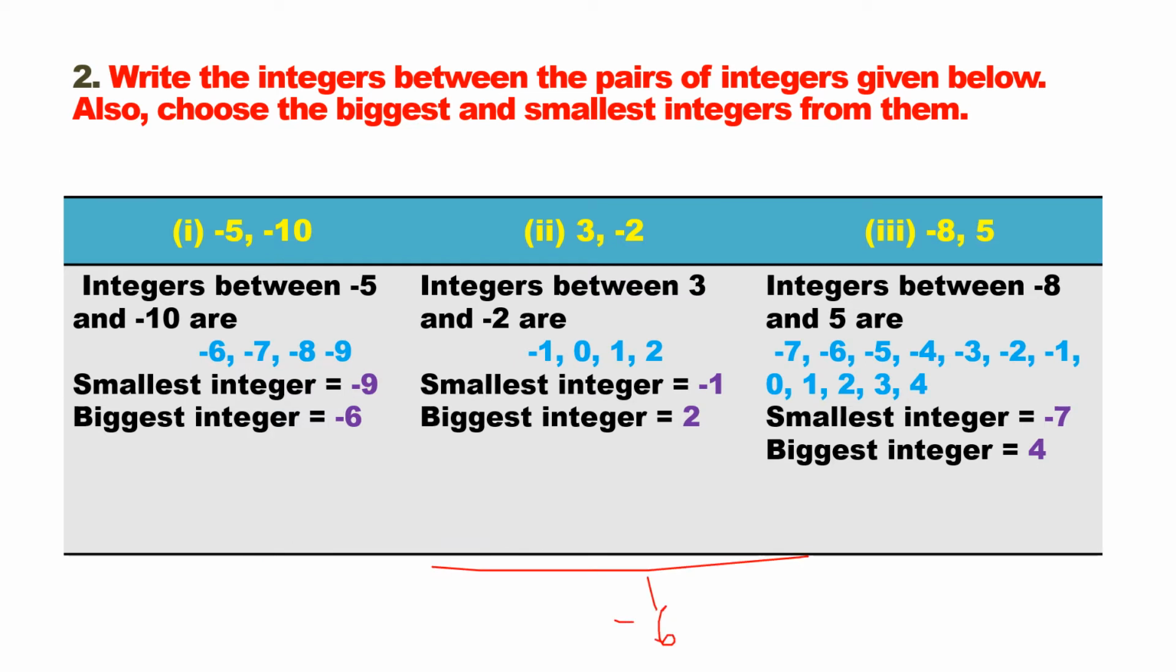Your minus 9 will be here, right? So this is the right side, so this is the biggest and this is the smallest. This is the smallest, this is the biggest. Simple. On the negative side, a small number is big, a big number is small. On the positive side, a big number is big, a small number is small.